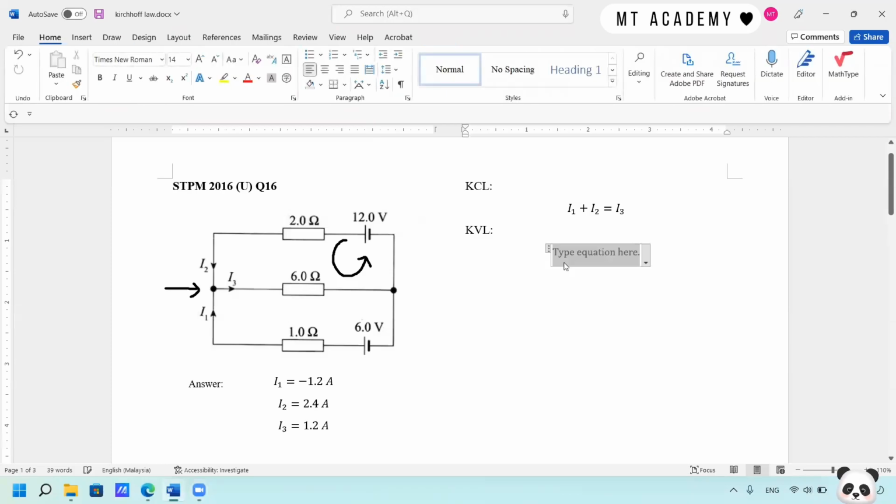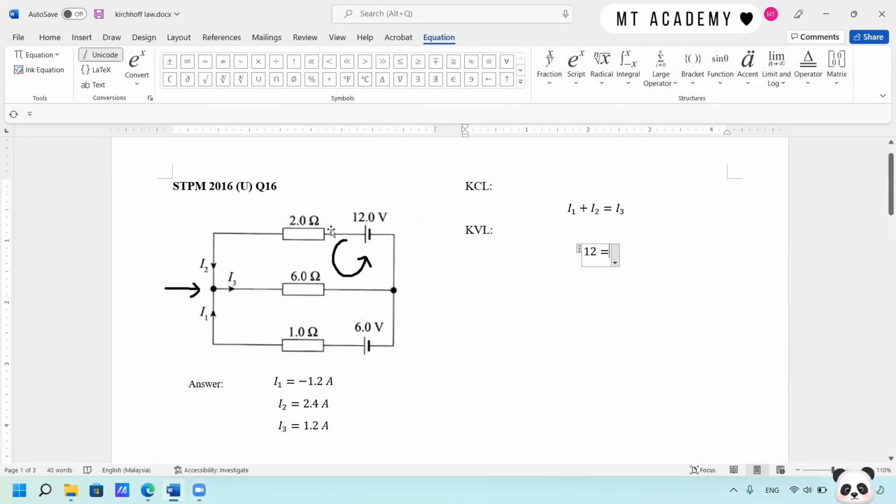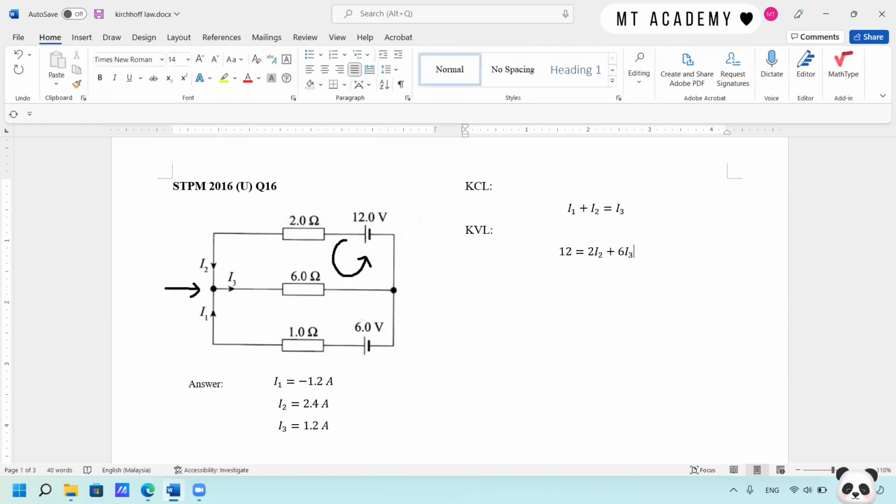So with this, we have positive 12 volts equals 2 I2 plus the voltage of the 6 ohm, which is 6 I2, and this is 6 I3. Okay, so that is the second equation we can get from the question.